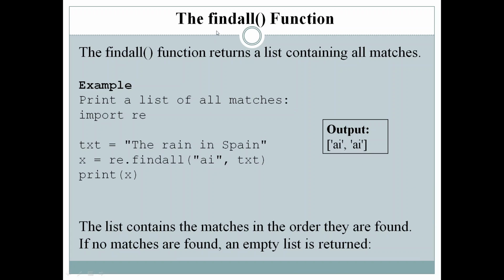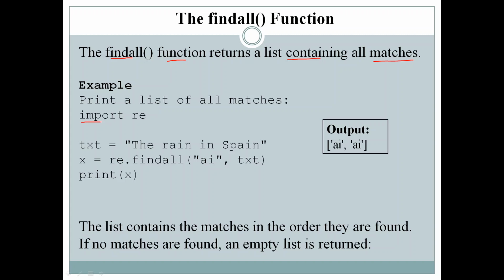Okay, the first method which we will study here is the findall function. We have already seen some examples before where we have used the method findall. The findall function returns a list containing all matches. The findall function returns a list of all the matches in a string. One example is given here. So look at this example. Print a list of all matches.